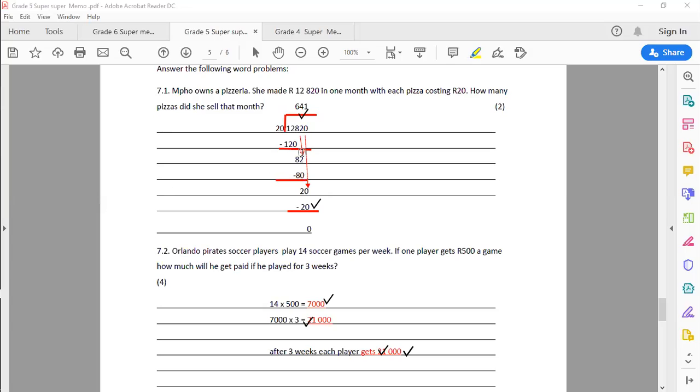Remember that 82 is not a multiple of 20, but 80 is. That's the method that we're using. We subtract 80 from 82. We have 2, we bring down the 0. 20 into 20 goes once. 1 times 20 is 20, minus 20 is 0.